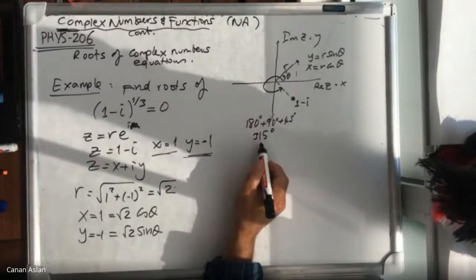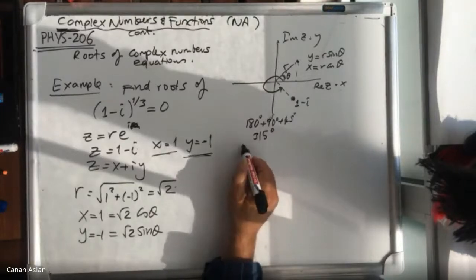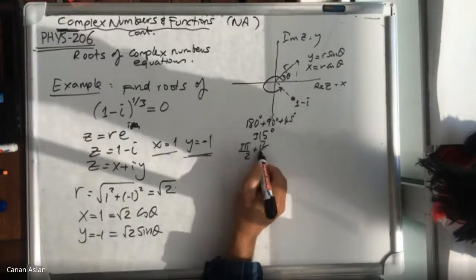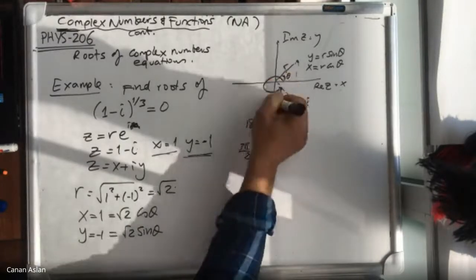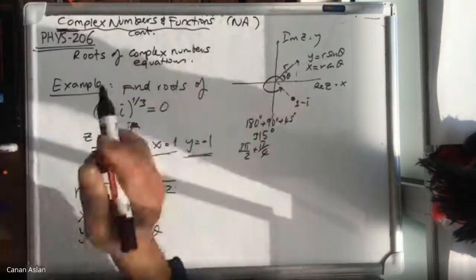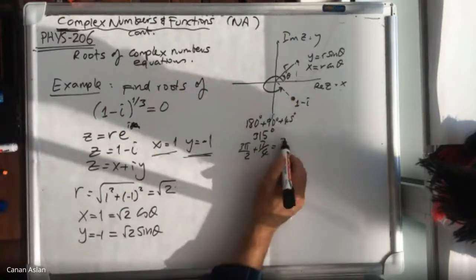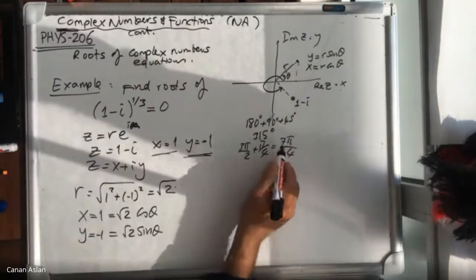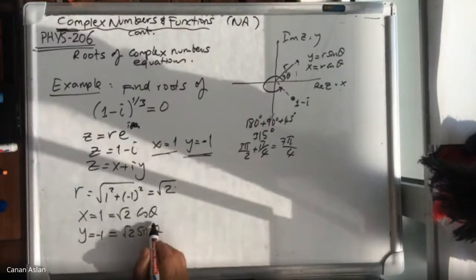So how can we write 315 degrees? It's 3 pi over 2 plus pi over 4. 3 pi over 2 is 270 degrees until here, and then we add one more pi over 4. It's just 7 pi over 4. So we found the angle. The angle is known, okay?